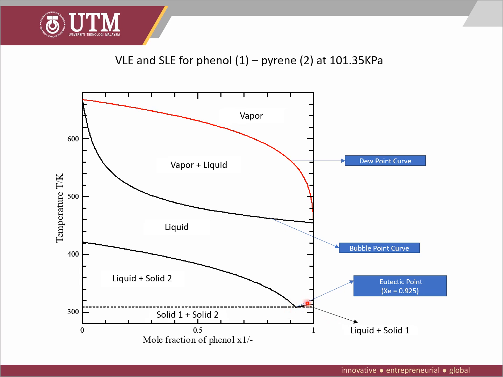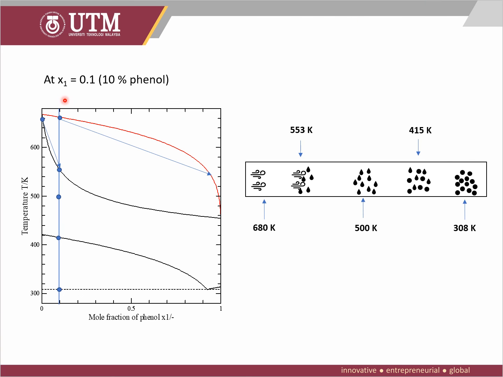Lastly, the eutectic point was evaluated at Xe equal to 0.925. So below the eutectic point, the mixture exists in solid phase. Next, let's see how the phase diagram can help to understand the formation of soot in the exhaust pipe. We set the condition at X1 equal to 0.1, or in other words, 10% phenol.